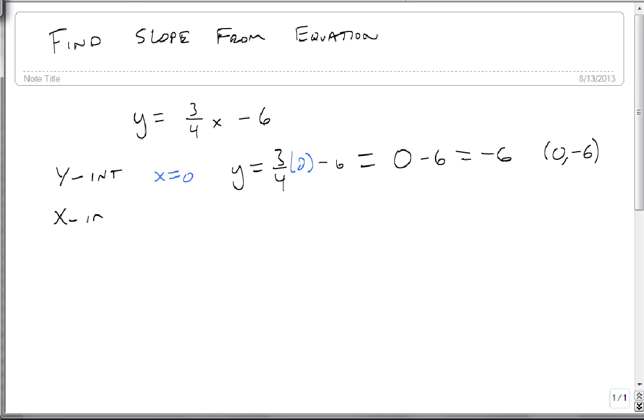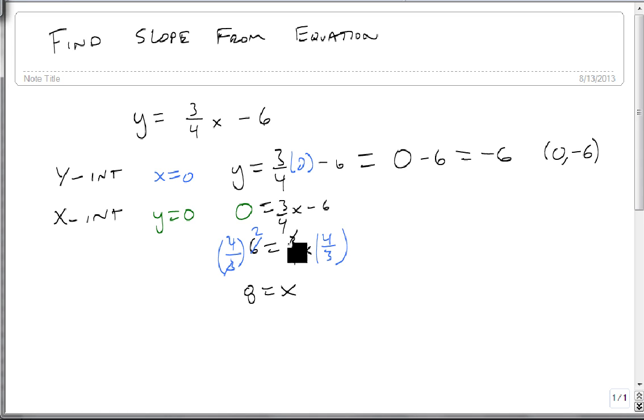Then we look for our x-intercept, which is where y equals 0. So we're going to start with 0 equals 3/4 x minus 6. So we're going to add 6 to both sides. 6 equals 3/4 x. And let's times both sides by 4/3. Well, the 6 and the 3 divide out and leave a 2. 4 times 2 is 8, which means we have 8 equals x. And on this side, all the fractions divide out, so it leaves a 1. So we have x equals 8, or we have the point (8, 0).